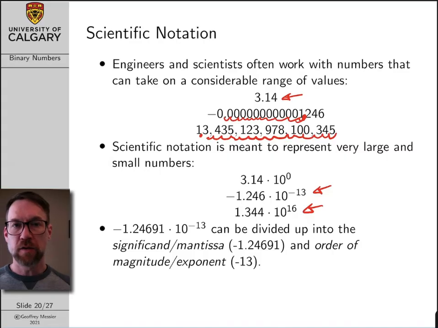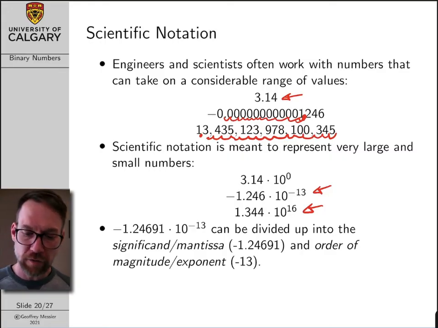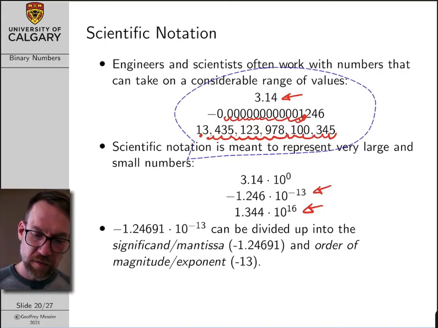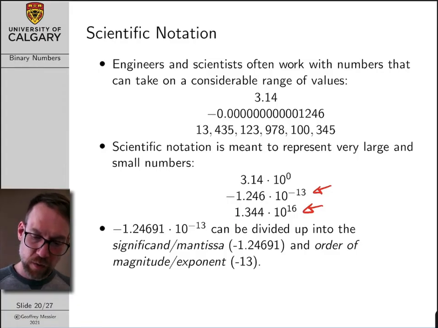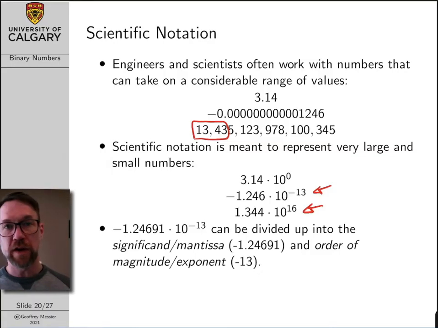One of the consequences of scientific notation sometimes is that we don't represent the entire number, or we sacrifice precision. This is the case with our third example. So we have 13, 4, 3, 5, 1, 2, 3, 9, 7, 8, 100, 3, 4, 5. That's a huge number. And when we represent it with scientific notation, we're basically only representing the first 4 digits rounded up. So we've lost some information.